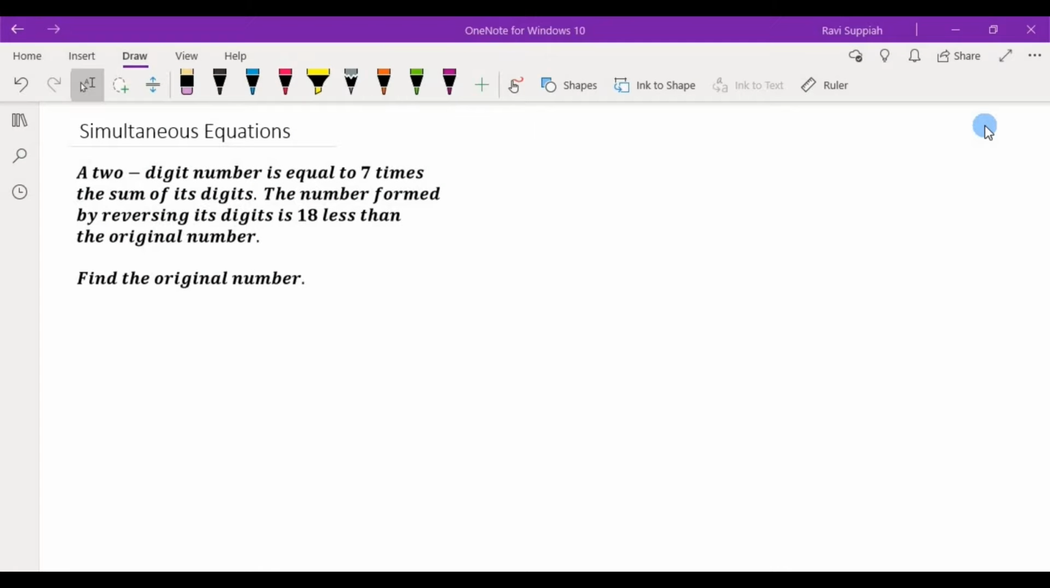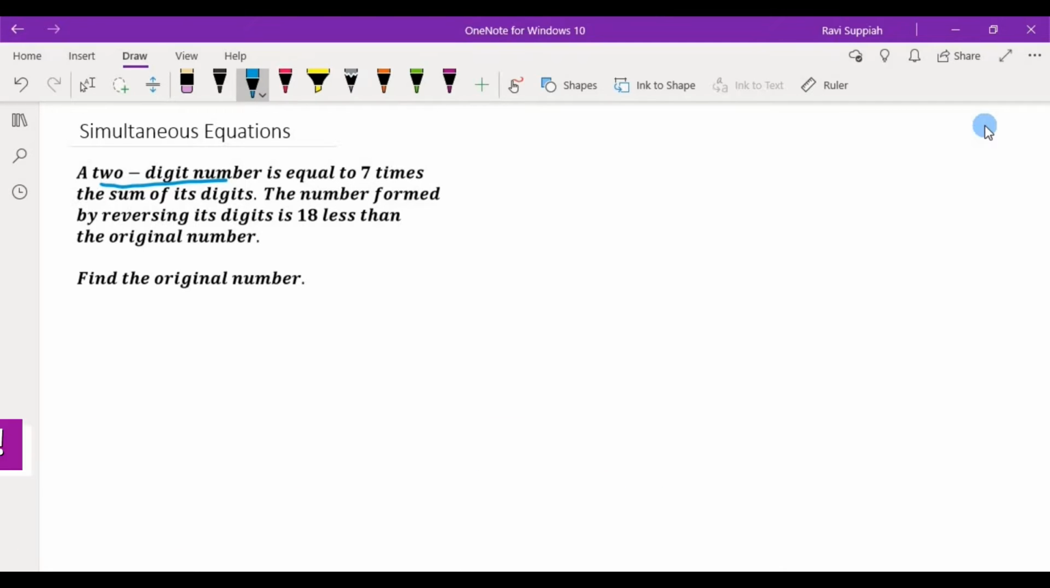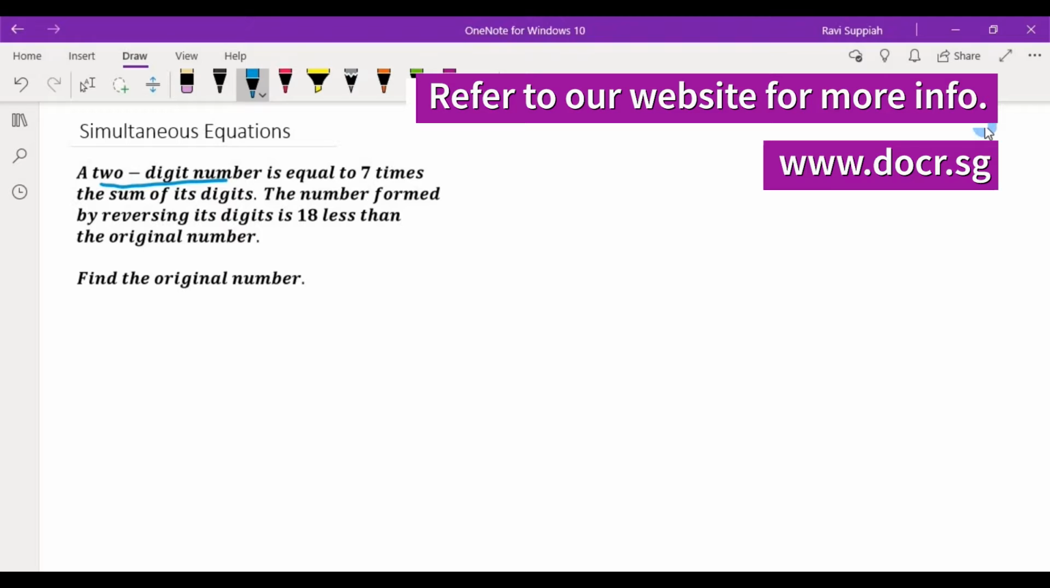Let's look at this interesting question on simultaneous equations. We are given that a two-digit number is equal to 7 times the sum of its digits, and that the number formed by reversing its digits is 18 less than the original number. Find the original number.